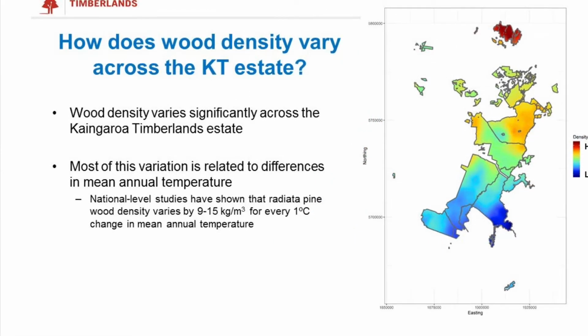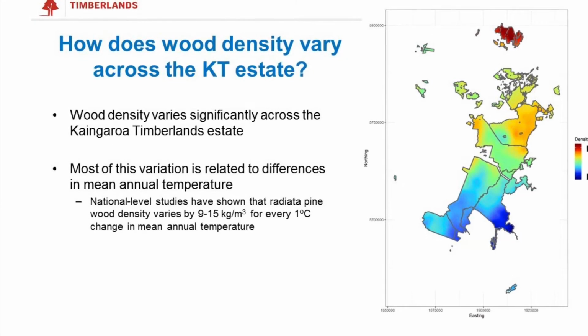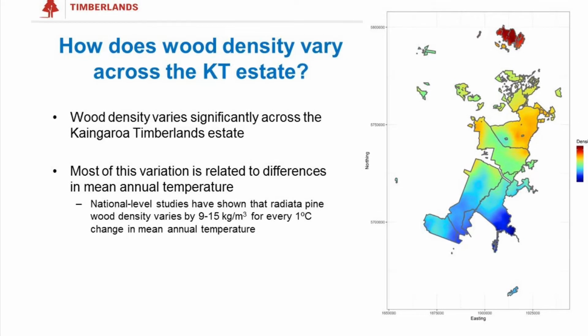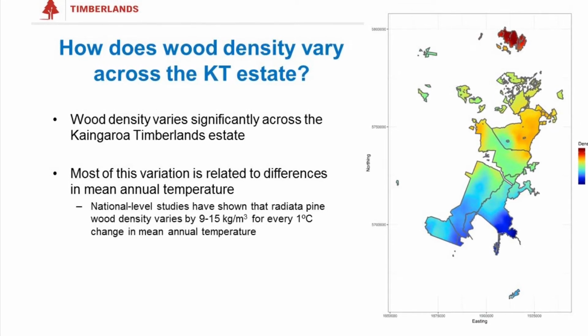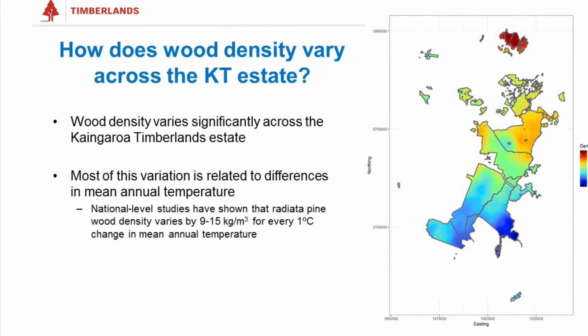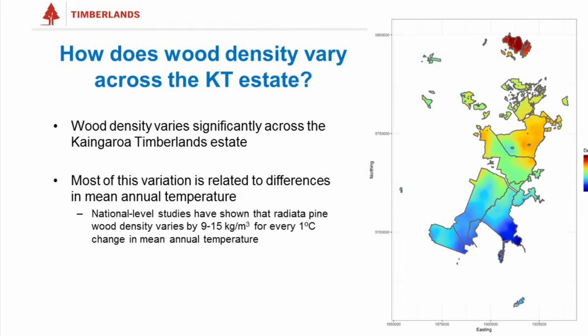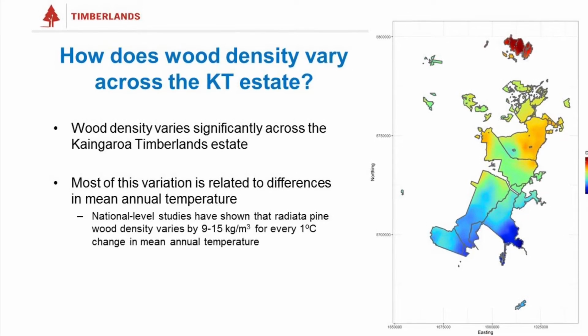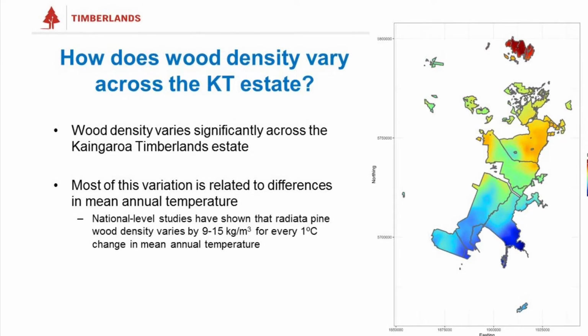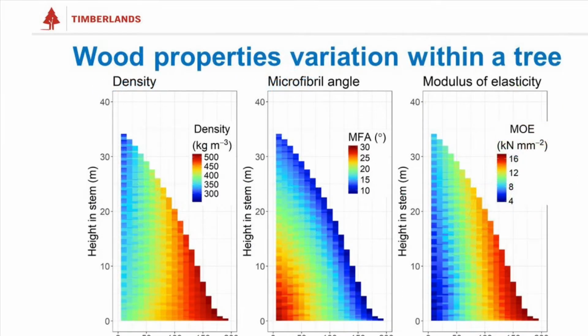At Timberlands, we have collected numerous outer wood density cores as part of our pre-harvest inventory program and more recently our age 10 inventory program. Here too, we can see that density varies significantly across our estate, mostly driven by differences in mean annual temperature. Studies such as the benchmarking study carried out by the Wood Quality Initiative in the early 2000s gave us some new insights into the internal variation in wood properties that exist within and among trees.